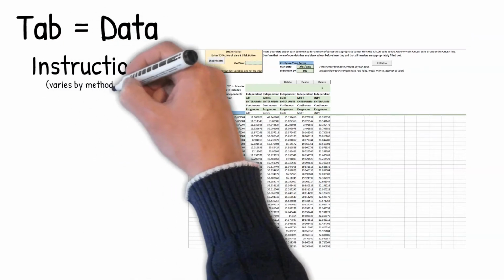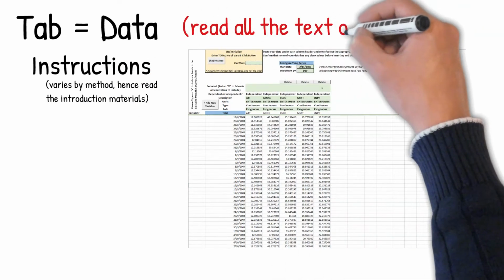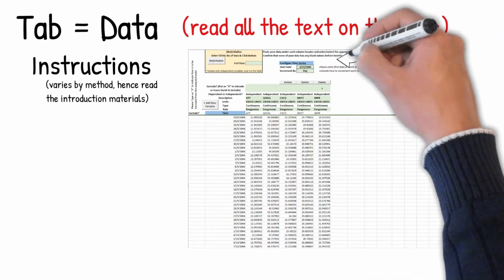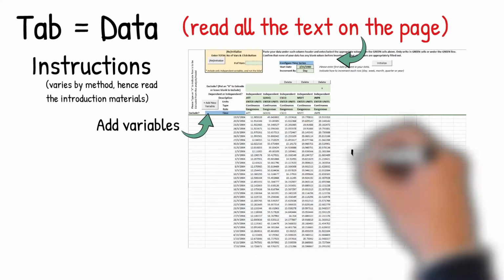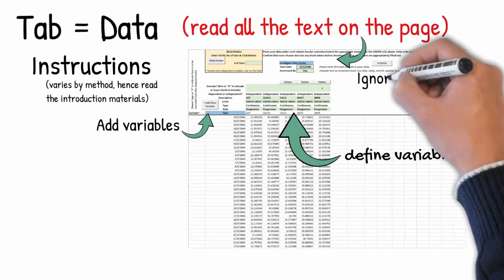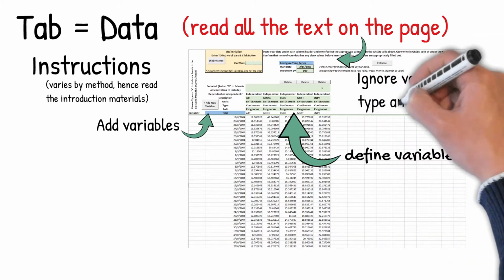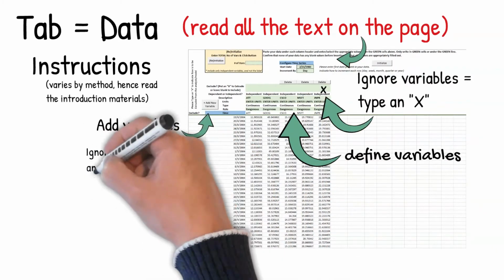Each spreadsheet has its own set of instructions because the instructions vary by method. Your job is to simply read all the text at the top of the page. You will notice that some of the spreadsheets have common features. For example, you can add variables, you can define variables, you can put an X in a column to ignore a variable, and you can also add an X or any other text to ignore a row.